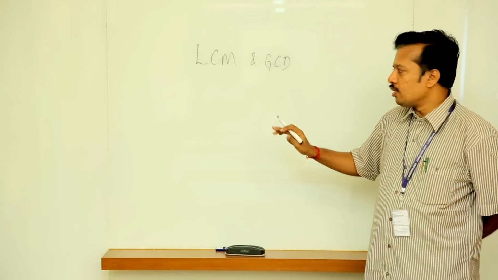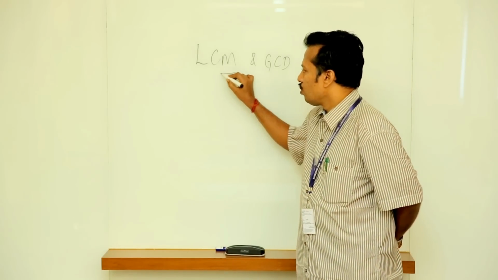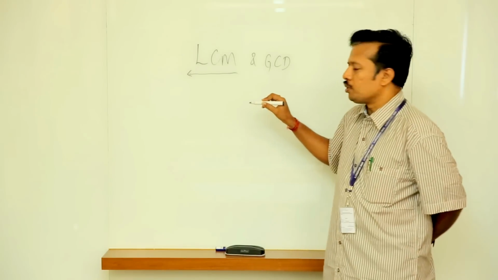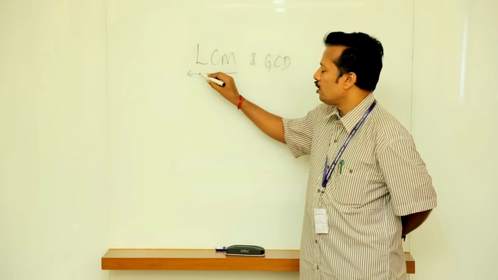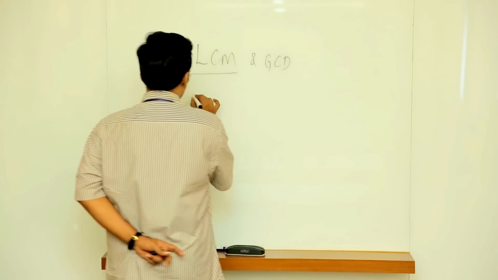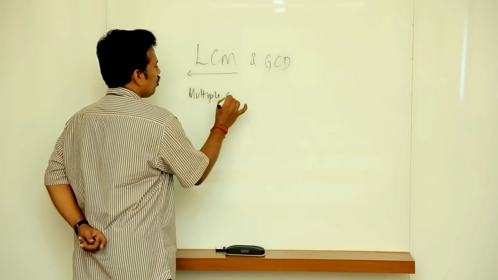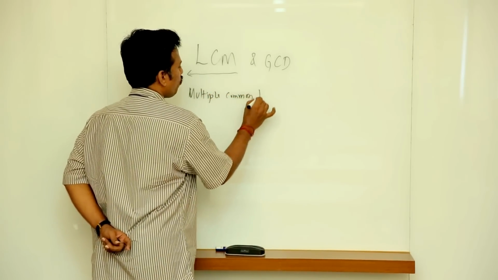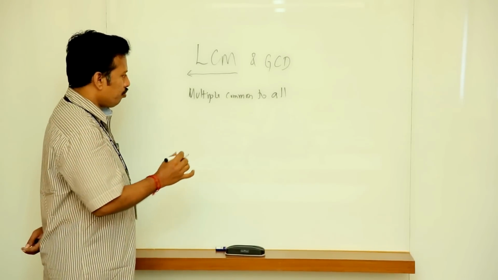So, what is the least common multiple? Least common multiple is nothing but a multiple common to all, least in its value. So, simply saying, it is a multiple common to all. So, let us go with the sample problem.